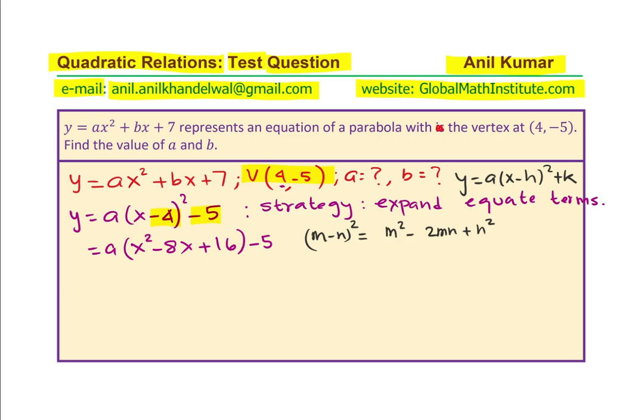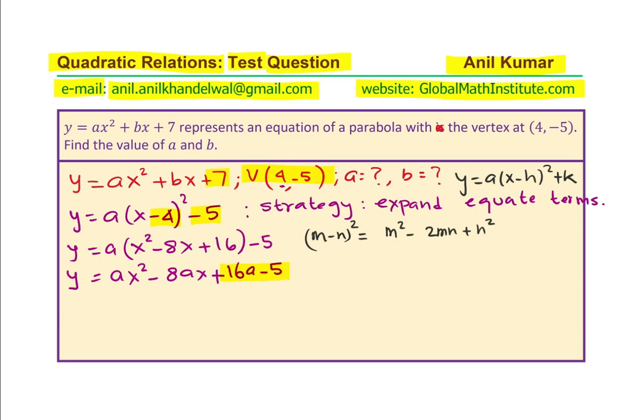Now, we are going to expand this. Multiplying with a, we get ax squared minus 8ax plus 16a minus 5. So that is the value of y. If you compare with the given equation, what do you notice? Well, you notice that the constant term is 7. And here, the constant term is 16a minus 5. Now, they should be equal, right? And therefore, we can equate them.